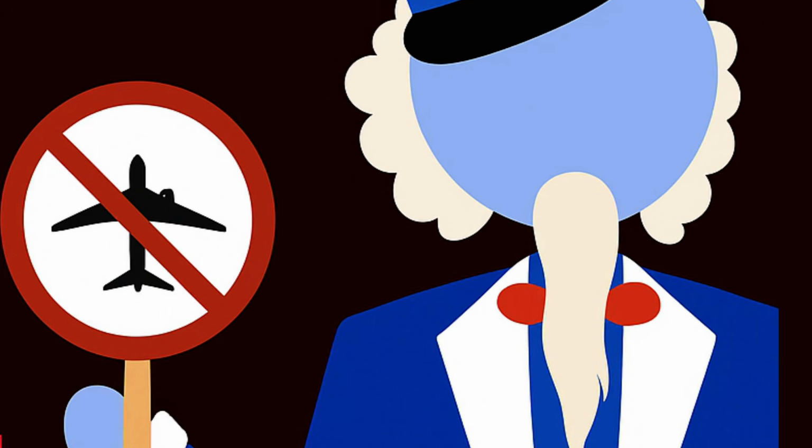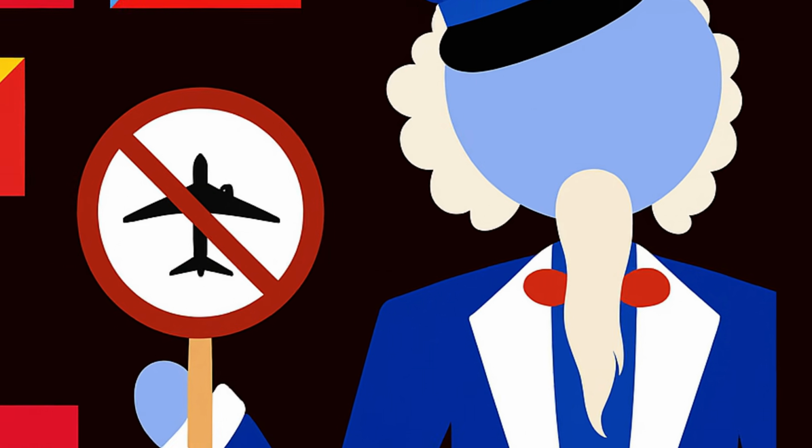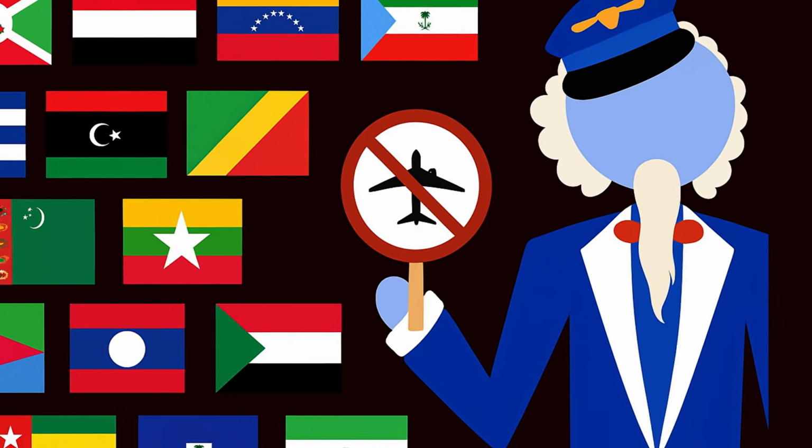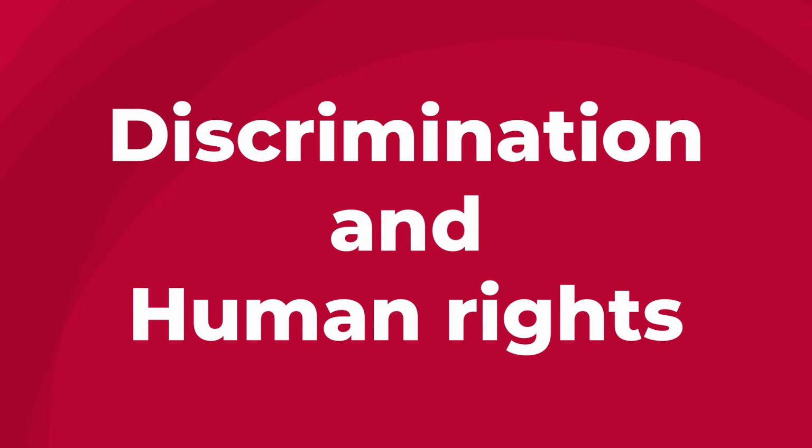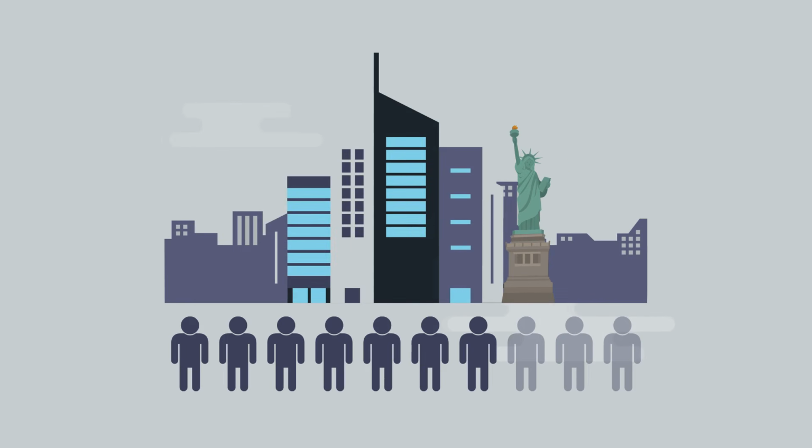Trump implemented a controversial travel ban, restricting entry into the U.S. from specific countries, primarily Muslim-majority nations. This policy ignited intense discussions about discrimination and human rights, challenging the United States' reputation as a welcoming nation for immigrants. Historically, immigration has fueled the country's growth and enhanced its diversity.